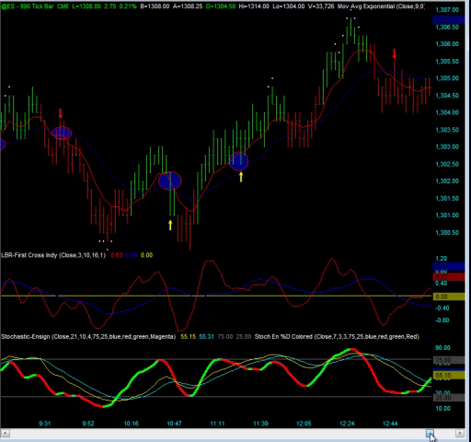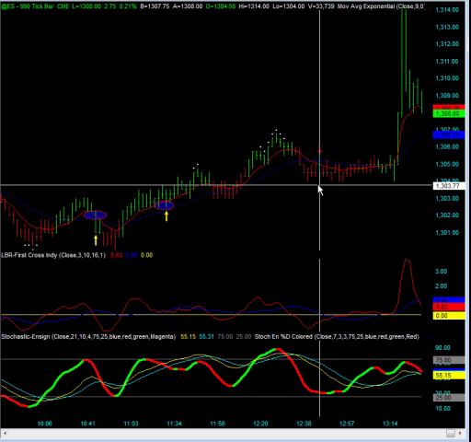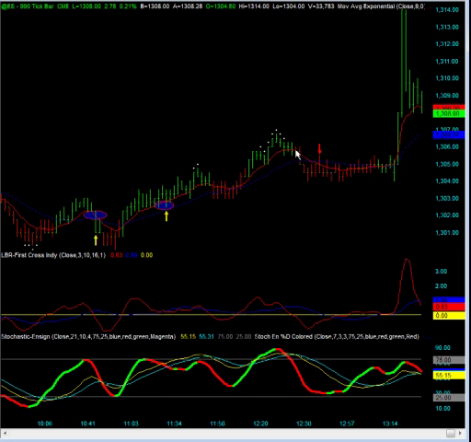Then it kind of chops around for a little bit. There's not too much, and it kind of takes us into the end of the day. There is, at about 12:45 my time, an IT cross sell opportunity right here, if you want to be aggressive and try to get one last trade in there. But again, at the end of the day, I'm not looking that hard to get into new trades.